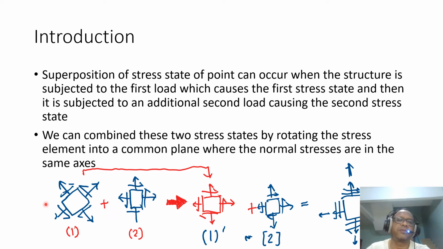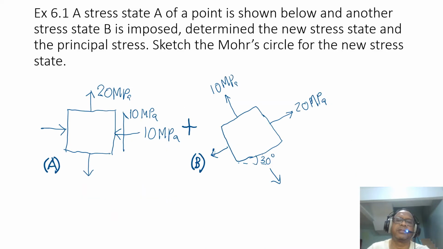So in the first stress state, the normal stresses are not perfectly horizontal nor perfectly vertical as compared to the ones in the second stress state. So what we do is orient the stress element to be in the same direction as the second element, and then we can combine them to determine the resultant stress. So how do we rotate this? By using the Mohr circle. I'll show you some examples later on.